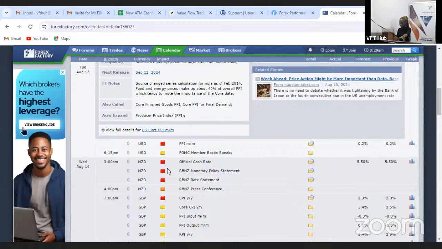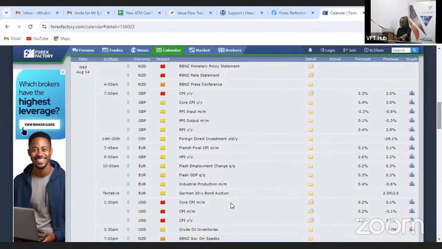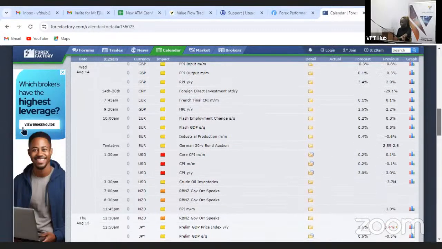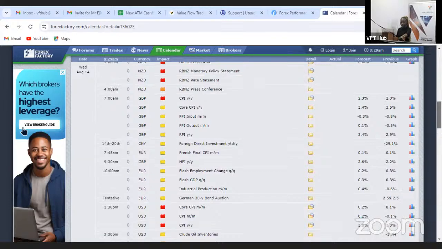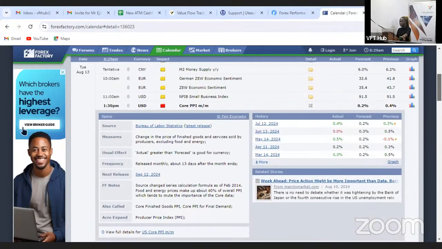And then tomorrow we have official cash rate on NZD. We have a bunch of news releases coming out on the NZD, right? Scroll down to see what else we have coming out. We have CPI here tomorrow, 1:30 p.m. So I believe by tomorrow we're going to have a clearer view of what we have playing out in the market. And that's pretty much it, the wrap for my session.